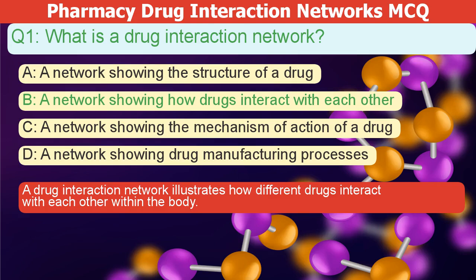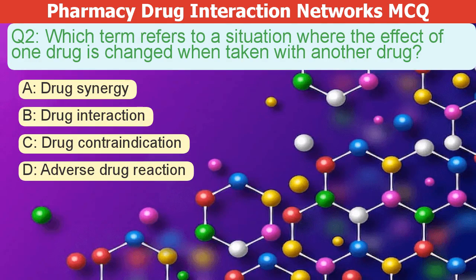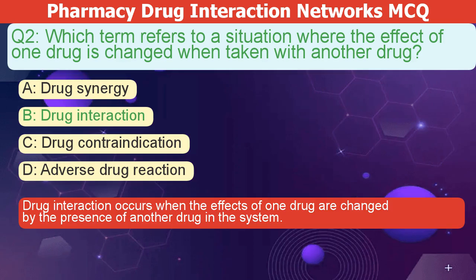A drug interaction network shows how different drugs affect each other in the body. Which term refers to a situation where the effect of one drug is changed when taken with another drug? A. Drug synergy. B. Drug interaction. C. Drug contraindication. D. Adverse drug reaction. The correct answer is B.